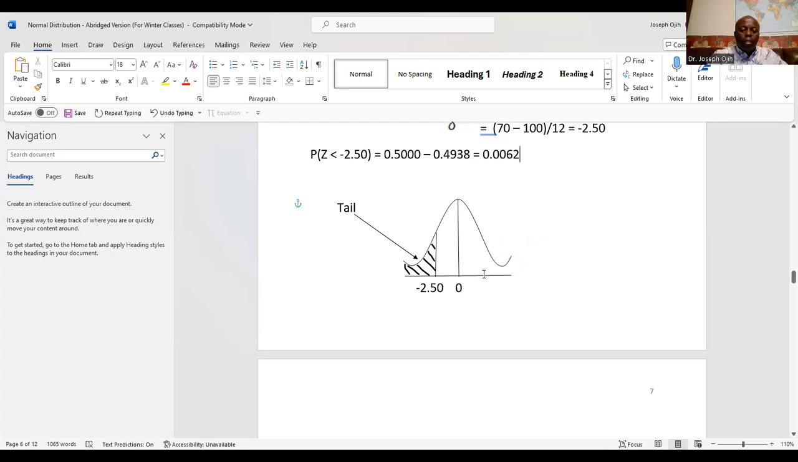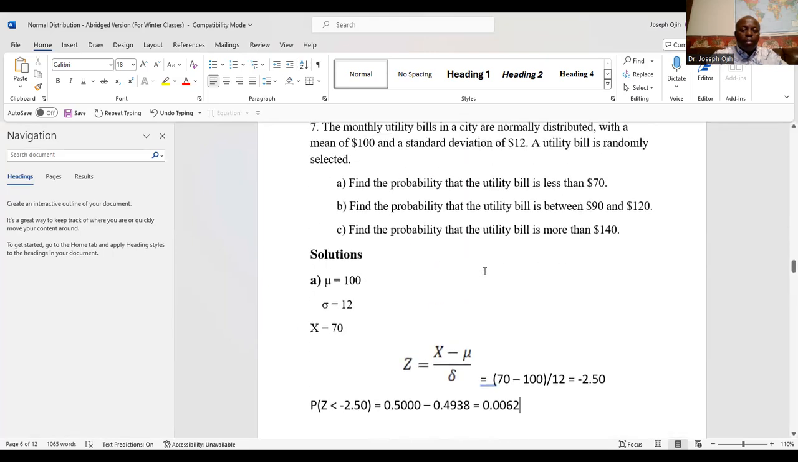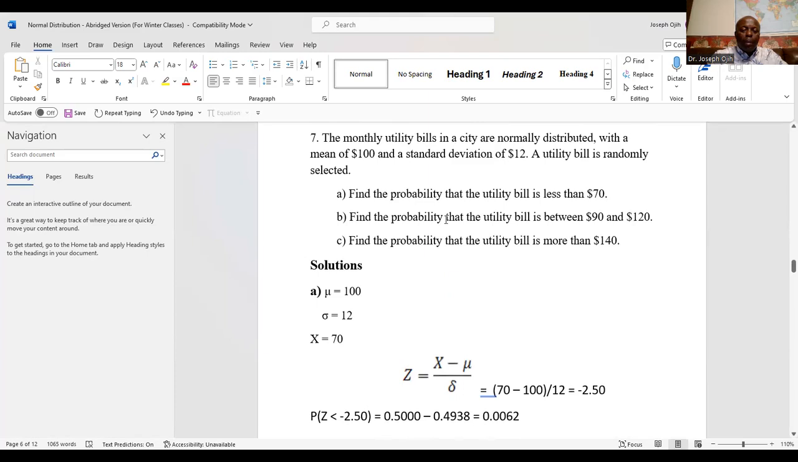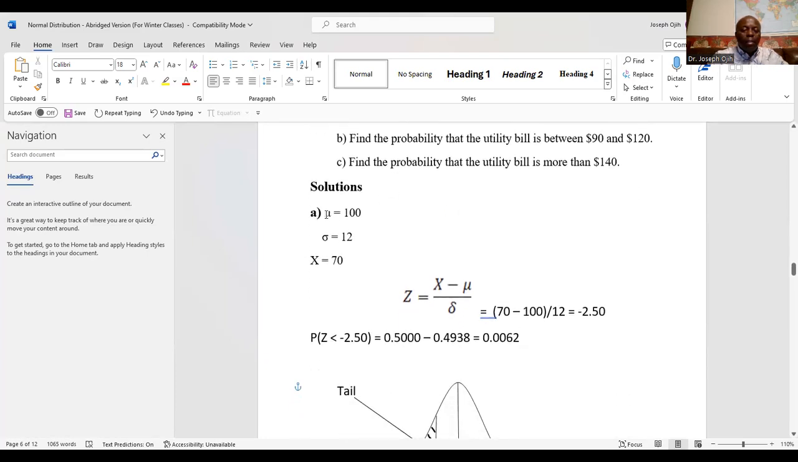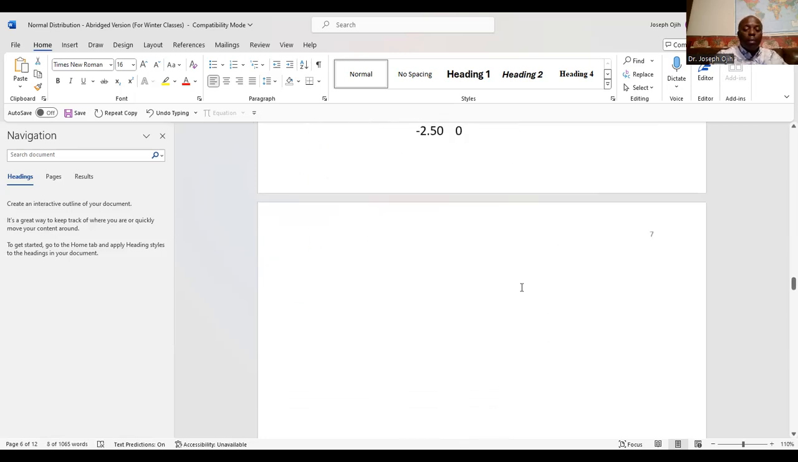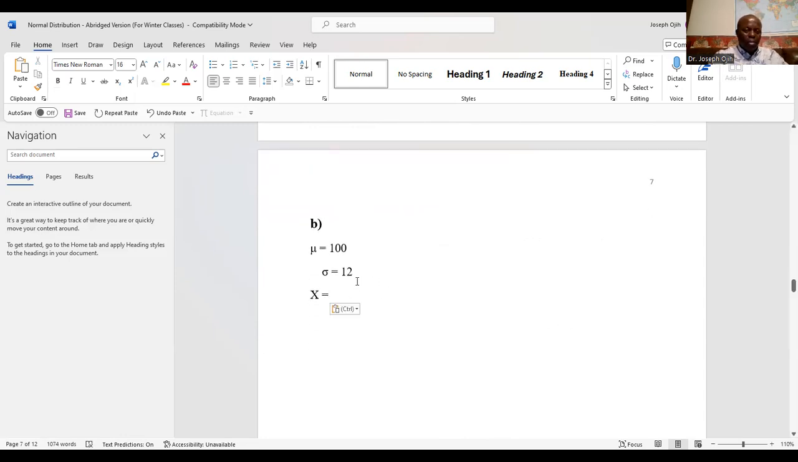Okay, good, excellent. Now, part B says, find the probability that the utility bill is between 90 and 120. In this case, we have two numbers, so we have to transform these two numbers. Again, remember that the mean is still the same. The mean is still 100 and the standard deviation is still 12.